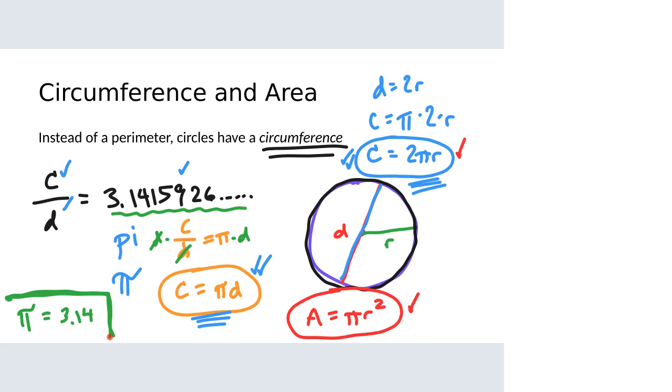Canvas is going to expect you to use 3.14. If you use a pi button and your answer's off by a tiny bit, you can send me an email and say, I know the instructions said use 3.14, but I used my pi button. Can I have credit? And I'm going to say yes. I want you to use 3.14 only because we're all going to be consistent, but if you use your pi button, it's okay. Any questions on anything there?